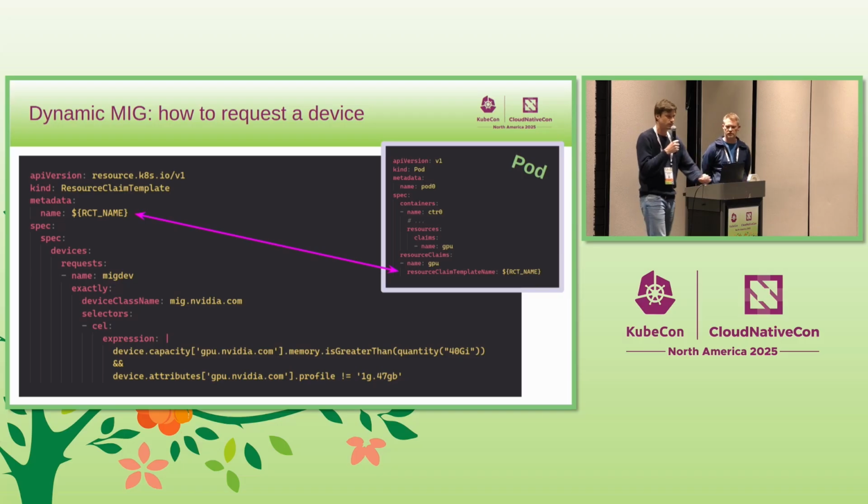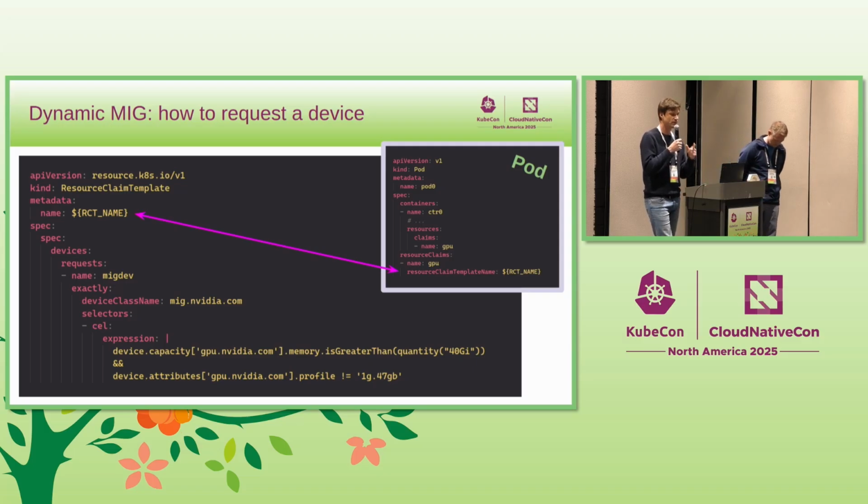For people that have not used resource claim templates before, a resource claim template gets incarnated into a resource claim for every pod that consumes it. That's the point of resource claim templates. The cross-reference between a pod and a resource claim template is just by the name of the template. I've put it here as a variable just to point out that you choose that name. You can make it meaningful or cryptic. That's up to you. It just has to be the same name.